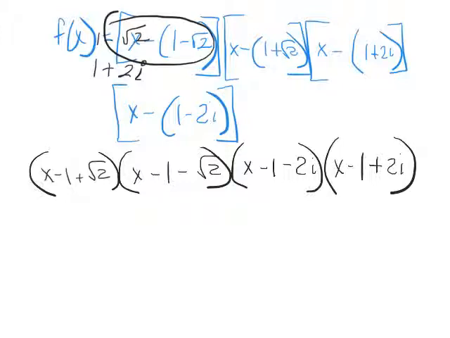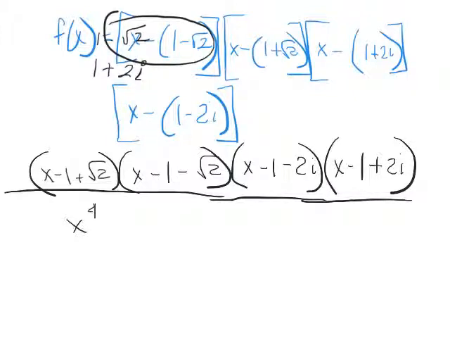Now I've got to multiply all of these. So I'm going to multiply this one, and then multiply that times this, and multiply that times this. So this becomes quite a mess. I'll let you do all that multiplication, because when they do that, they get an answer of x to the fourth minus 4x cubed plus 8x squared minus 8x minus 5.